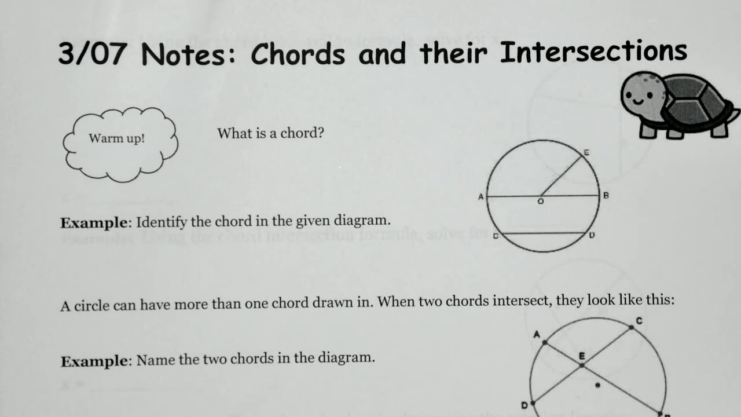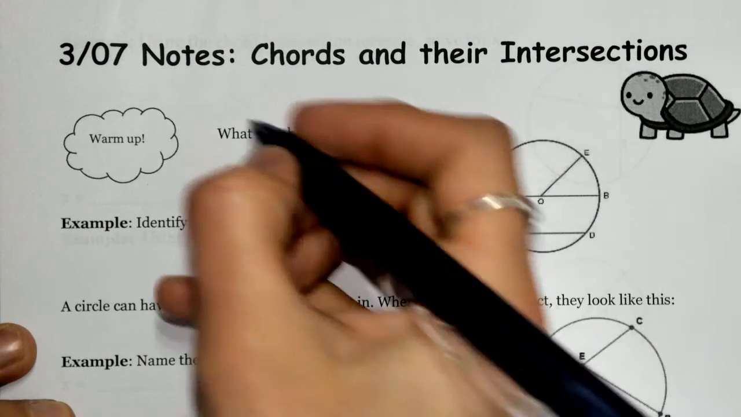We're going to go ahead and talk about chords more specifically, and we're going to talk about when two chords intersect, talking about chord lengths here, okay? So the first thing we're going to do is remind ourselves what a chord is. It's going to be a segment with both endpoints on a circle.